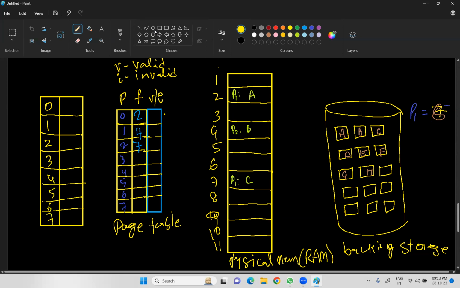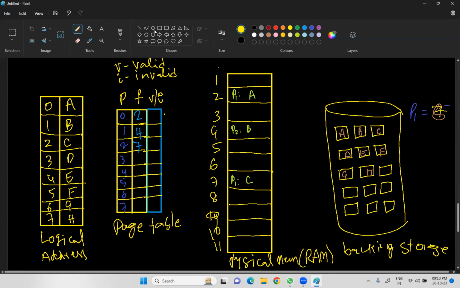The 0th page information, as far as the process is concerned, is available at A. It is available at B, C, D, E, F, G, and H. In this way, the logical address space will be available with you. Now you can see, as far as this particular page table is concerned, one more column was added.